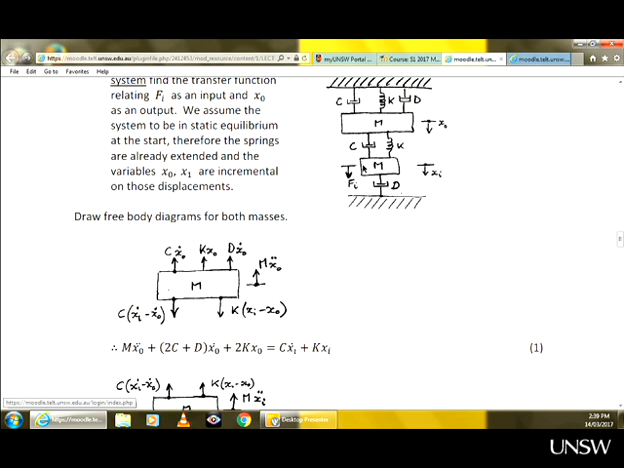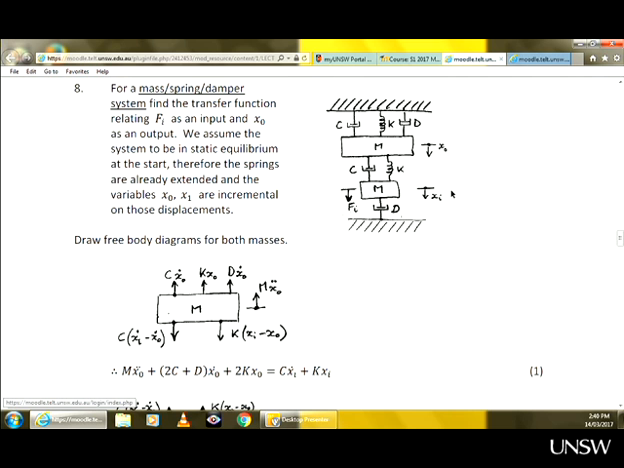So now you apply a force Fi, that is your input, and you want to get the relationship or the transfer function relating input Fi and Xo as the output. So in this case, Xi will be our intermediate variable, the one we'll try to eliminate. What is suggested here is to write a force equation for each mass separately. So treat each mass as a free body, and draw a free body diagram of each mass.